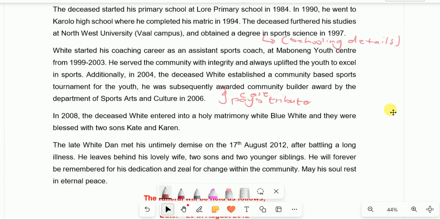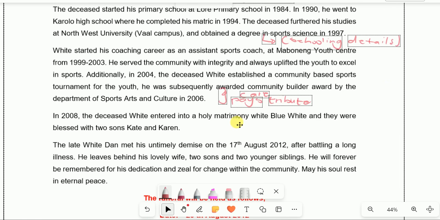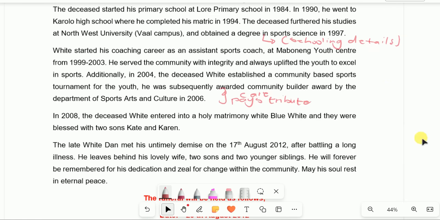Now in paragraph 4, it will be up to you if you want your deceased to be married, but if you want the deceased to be married, also include it. In 2008, the deceased White entered into a holy matrimony with Blue White, and they were blessed with two sons, Kate and Curry. So you just keep it short if your deceased was married. And then the late White then met his untimely demise on the 17th of August 2012 after battling a long illness. Now you need to be careful when you get to the last paragraph where you want to detail what really happened for this individual to depart this world.